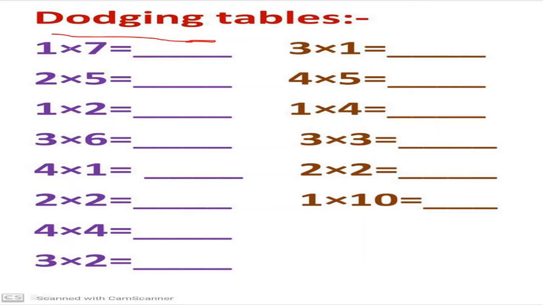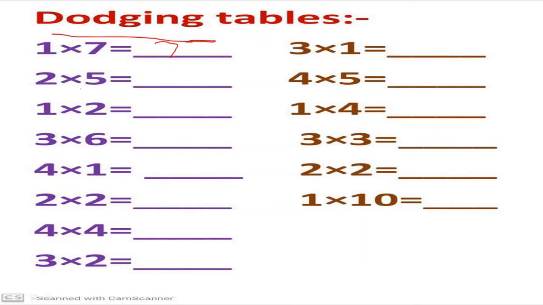1 sevens are. Remember, start counting. 1 ones are 1, 1 twos are 2, 1 threes are 3, 1 fours are 4, 1 fives are 5, 1 six are 6, 1 sevens are 7. Okay. Now 2 fives are.